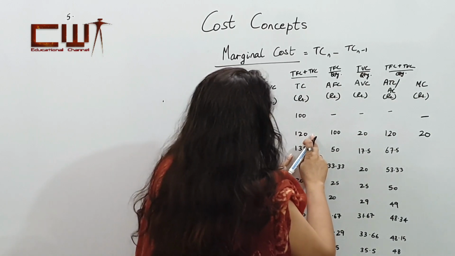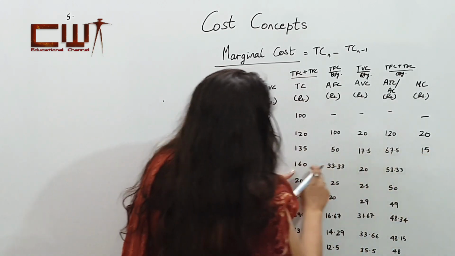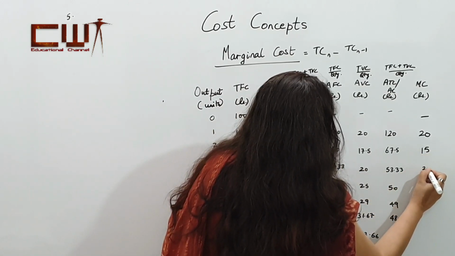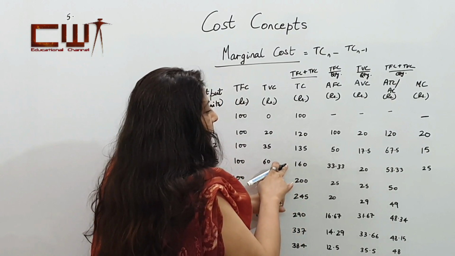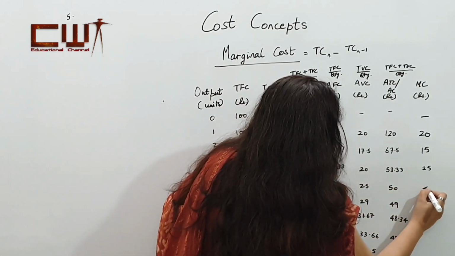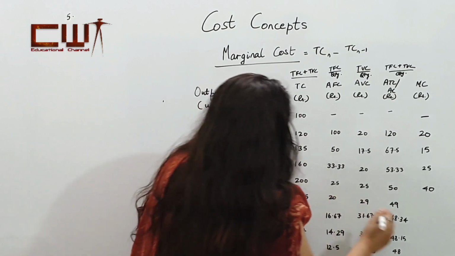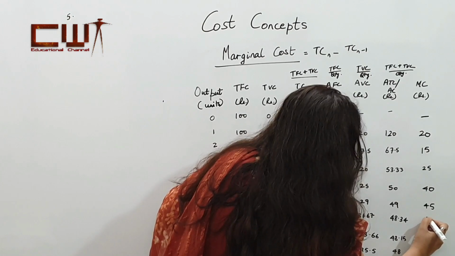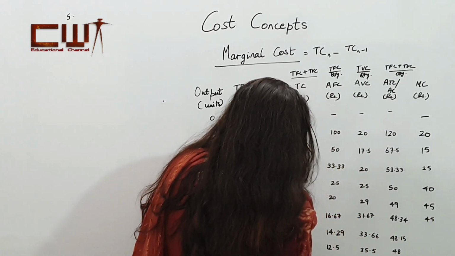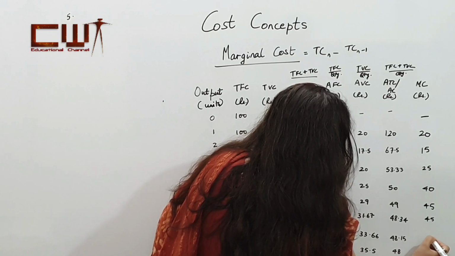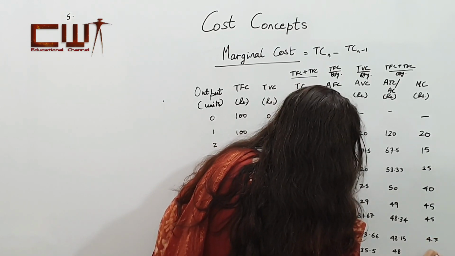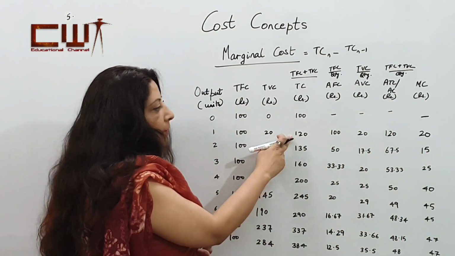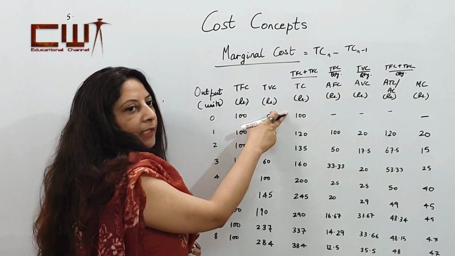Then 135 minus 120 gives us 15. 160 minus 135 gives us 25. Then 200 minus 160 gives us 40. Then we have 245 minus 200, 45. 290 minus 245 again gives us 45. 337 minus 290 gives us 47, and again it gives 47. So marginal cost is the total cost at n level minus the total cost at n minus 1 level.